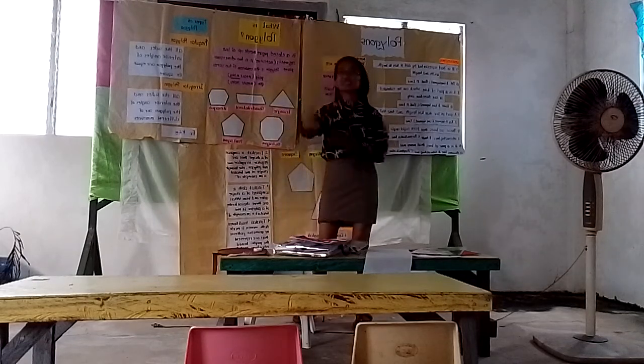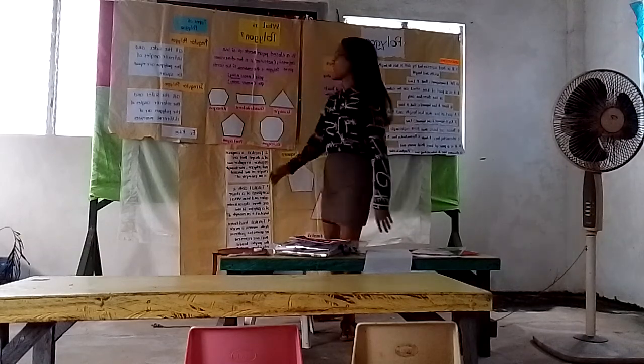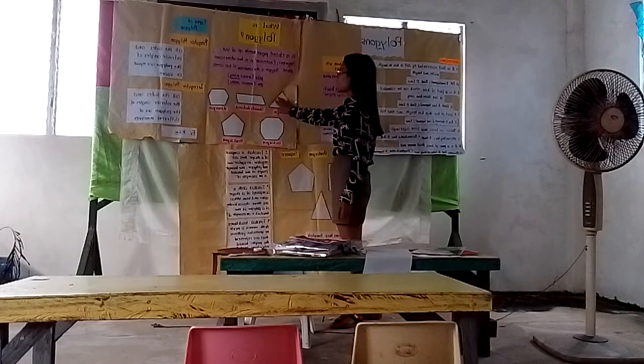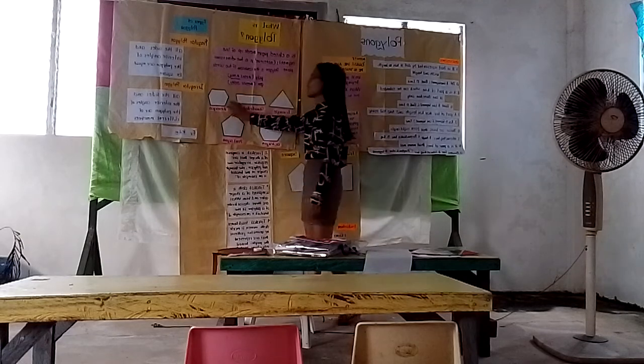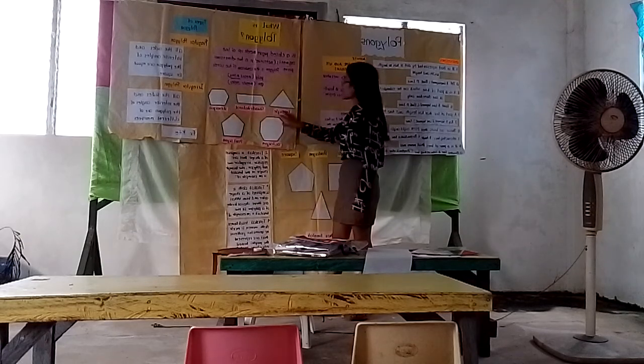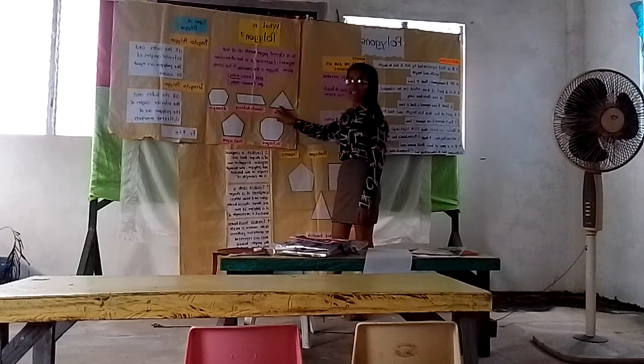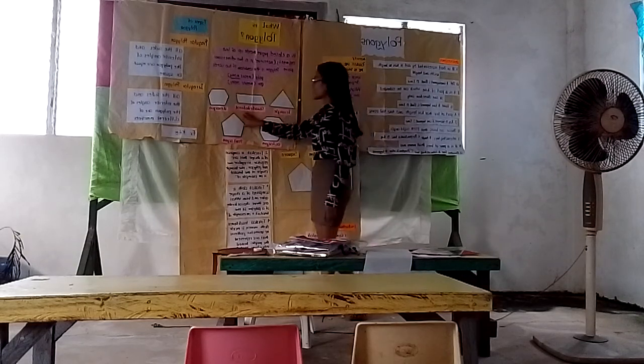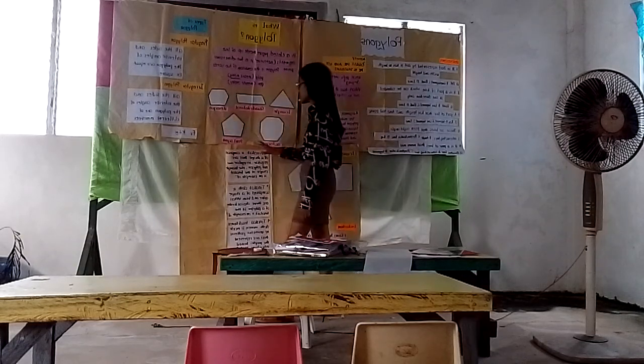So if they reach the class, many sides come first. So that is what we call a polygon. These are the examples of polygon: triangle, quadrilateral, hexagon, and octagon, and pentagon.